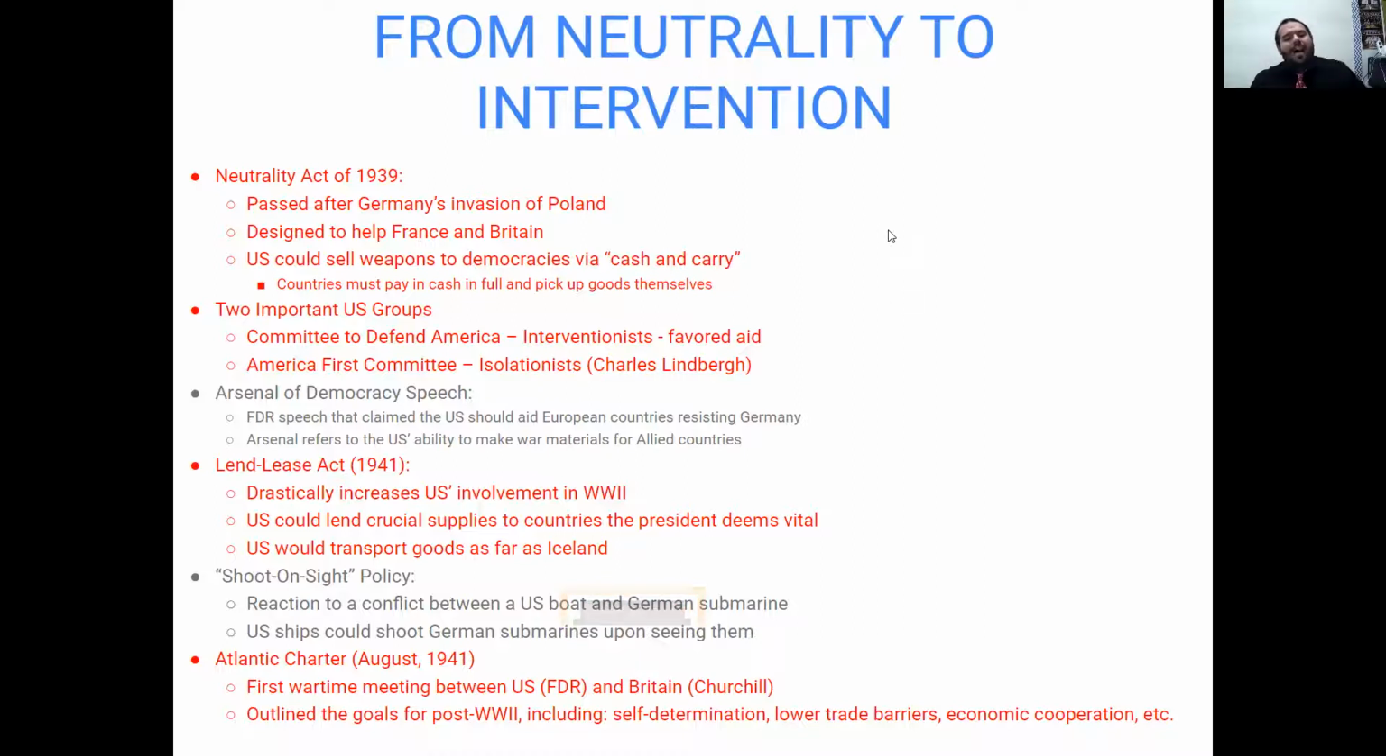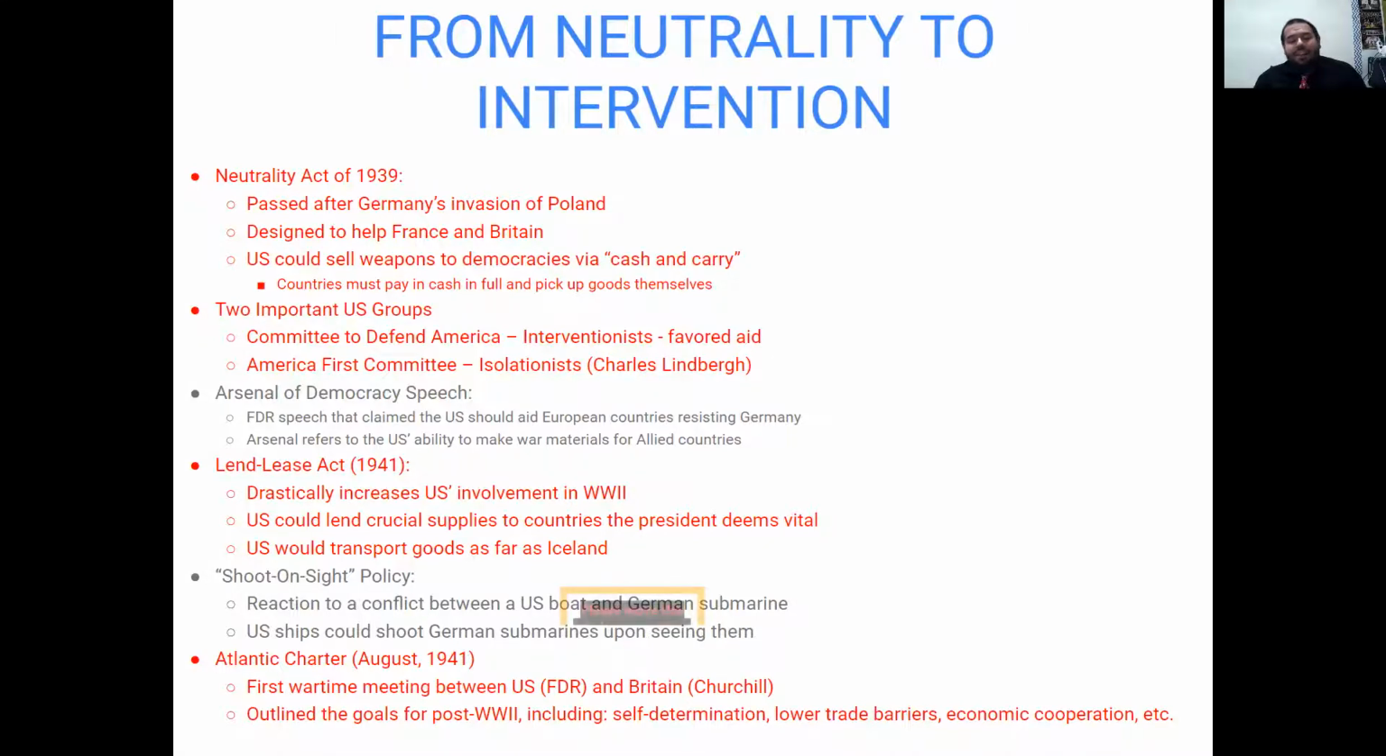Then you have the shoot on sight policy, which is a drastic change in our type of policy, a reaction to a conflict between a U.S. boat and a German submarine. Now, if the U.S. Navy saw German submarines, they would shoot on sight. And notice, we aren't even in the war yet. We still aren't even in the war. So if they saw a German U-boat, the U.S. ships would shoot upon seeing them, shoot on sight.